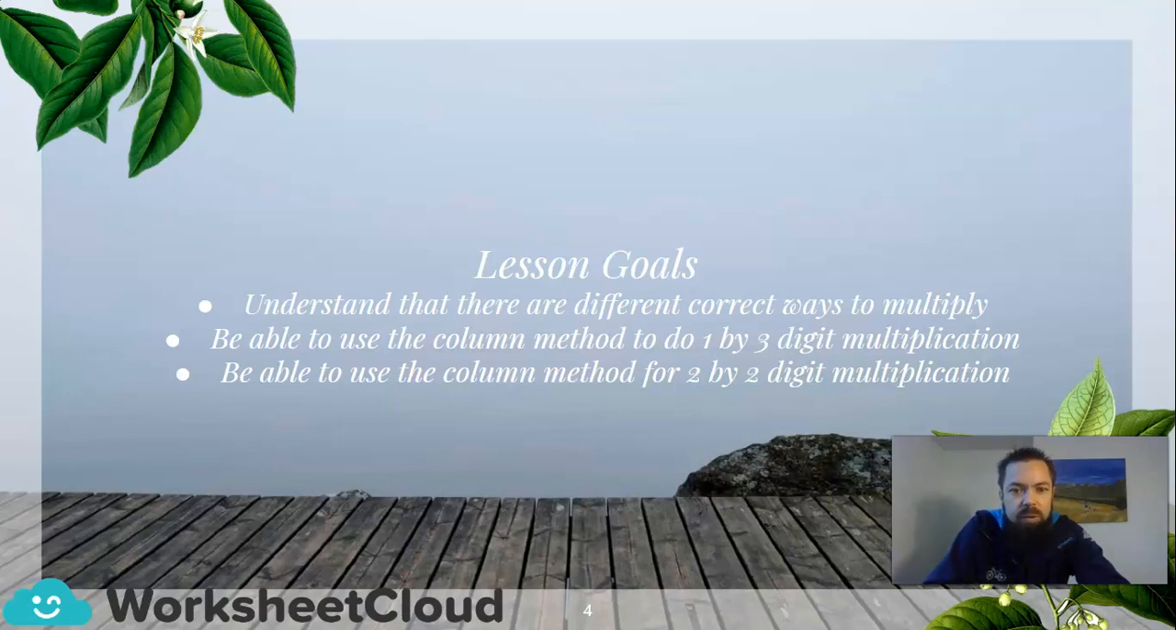The second and third goals are: be able to do the column method, which I call smiley multiplication, for when we are doing 1 times 3-digit numbers. So that's like 2 times 165. That's what I mean by a 3-digit number, a number with 3 digits in it. And secondly, doing 2 numbers by 2 numbers. So multiplying 45 by 56, where it's 2 numbers and 2 numbers. So I'll show you both of those.